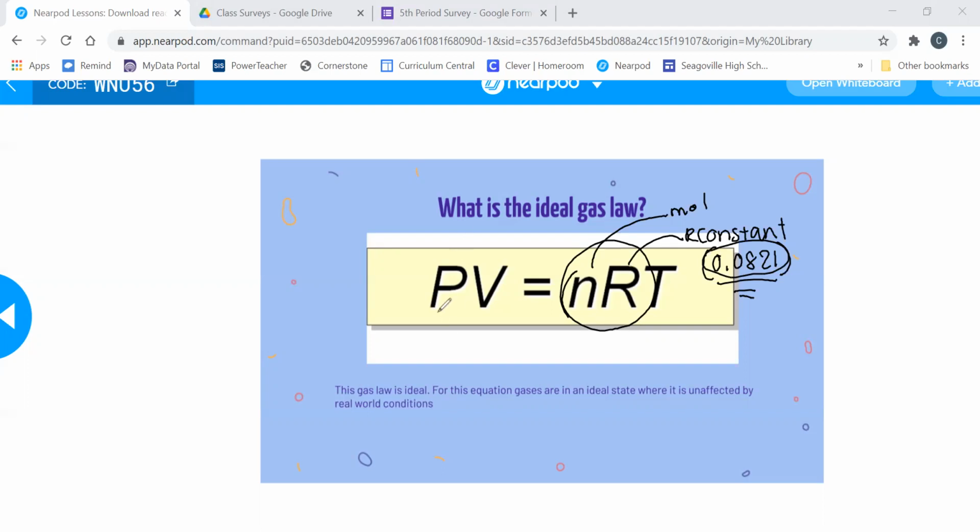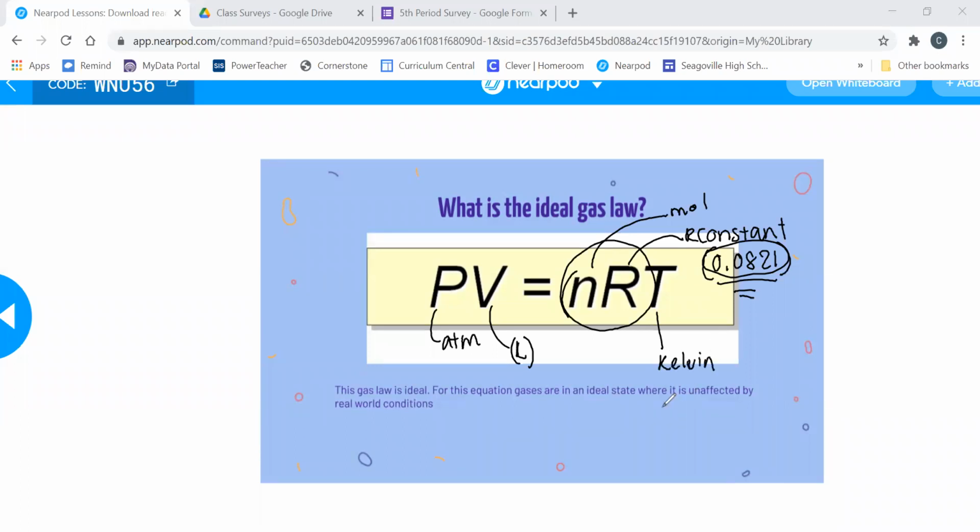Hopefully by now you know that P equals pressure, which is going to be in atmospheres. V is going to be volume, which is going to be in liters. Temperature is going to be in Kelvin. I already spelled Kelvin wrong. See, I already messed up. T is going to be in Kelvin.